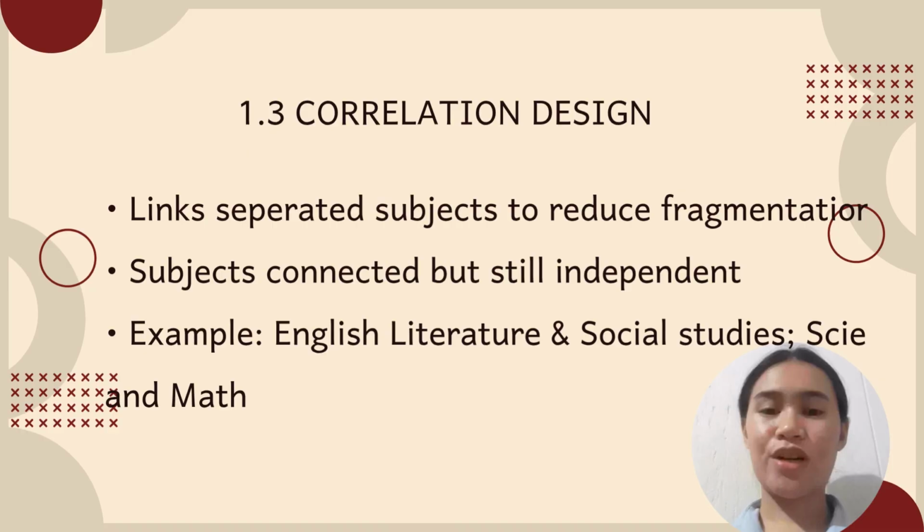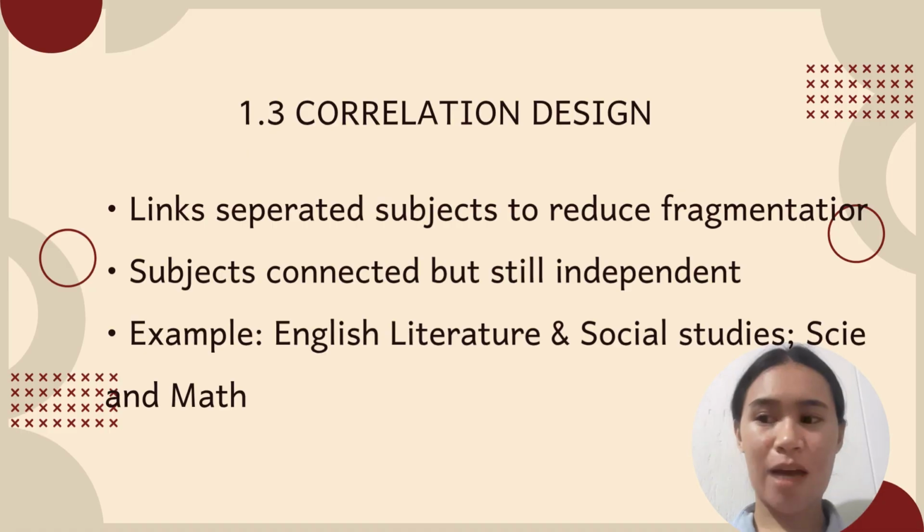Next is the correlation design. Correlation design links separate subject areas together to reduce fragmentation. For instance, English literature can be linked with history, or math can be linked with science. Subjects remain separate but connected, making learning more meaningful.